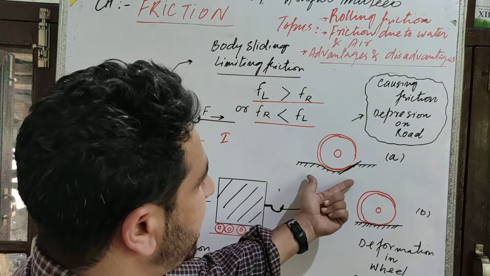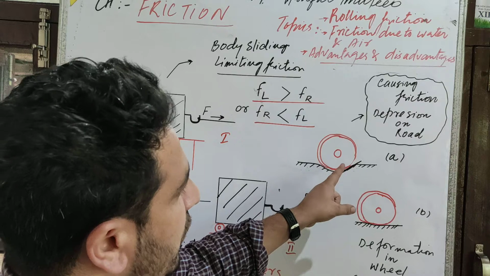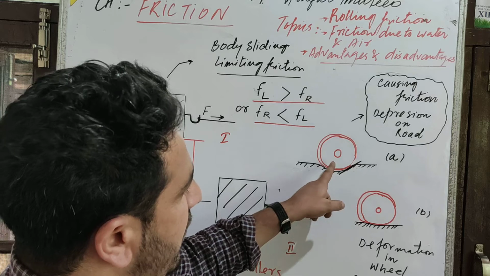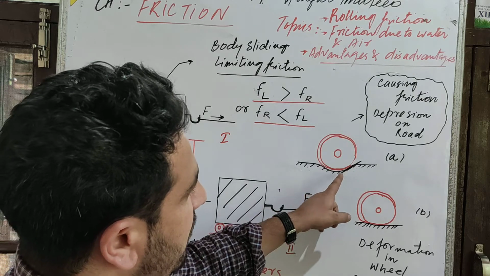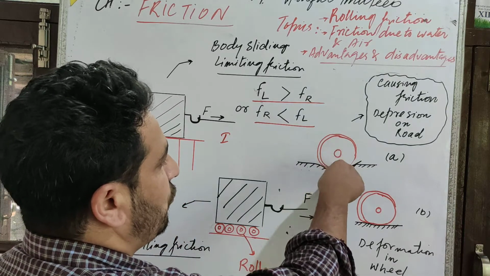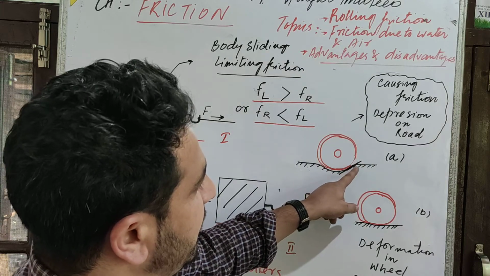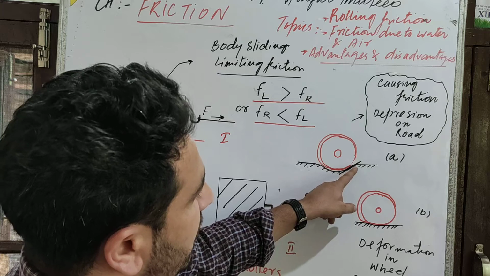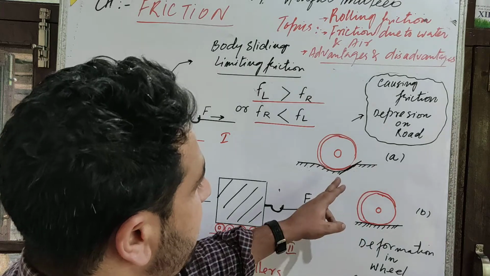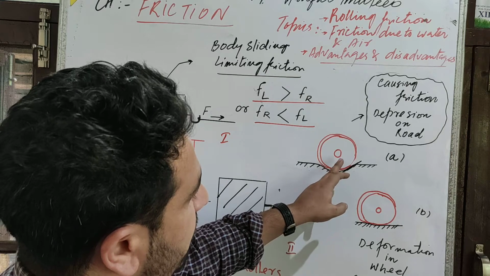Due to the depression in the road, the wheel will not move easily, or it moves very slowly. Therefore, when the wheel causes a depression on the road, it becomes very tough to move the wheel or roller. Then we have to apply a force to overcome this inclined surface formed in front of the wheel. So this kind of friction appears here. The friction is caused by the roller, by the wheel.